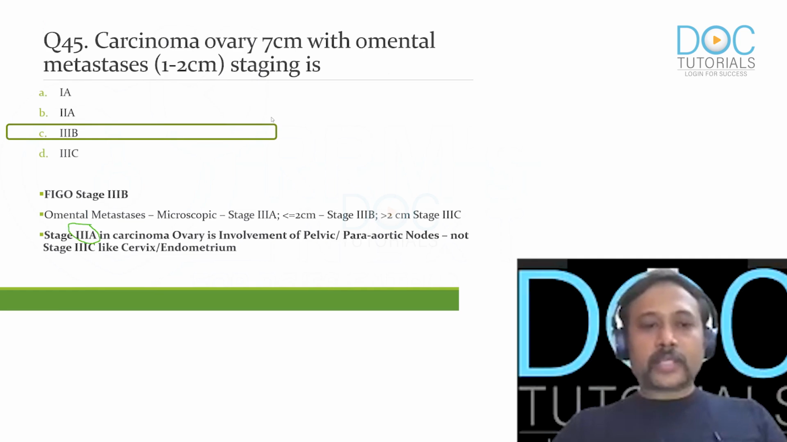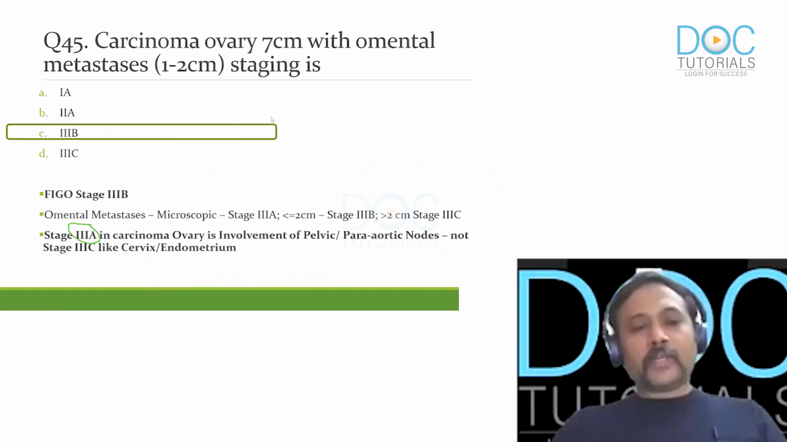They may ask you, involvement of the pelvic node is what? Involvement of the parietic node is what? Just remember, for everything, the pelvic or the parietic nodes, any retroperitoneal nodal involvement in your carcinoma ovary is going to be a stage 3A. It is not stage 3C, it is stage 3A.